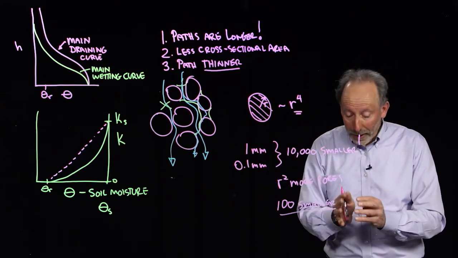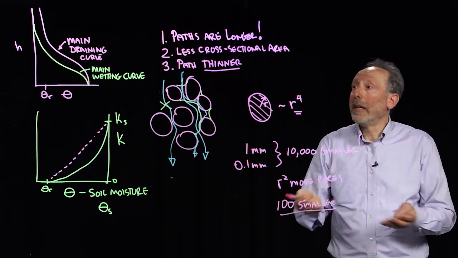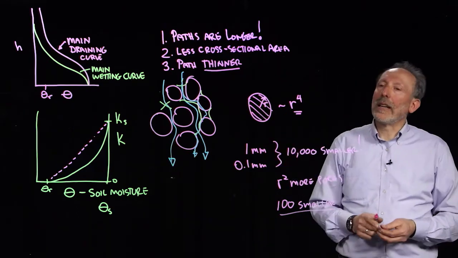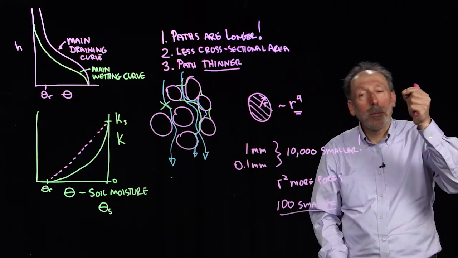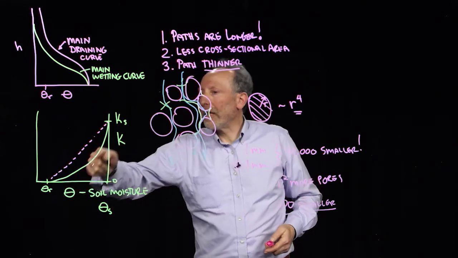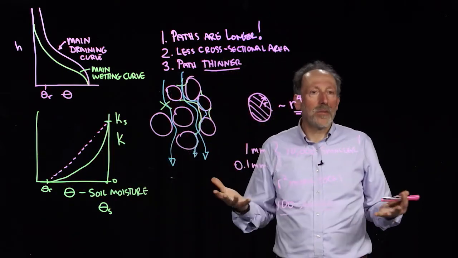Also, the cross-sectional area through which the water flows, a lot of our cross-section is now gone because it's drained out. And finally, the paths are longer, so it takes the same amount of potential energy stretched over a longer path means slower flow. So all of those things give rise to a conductivity curve which dramatically drops as we deviate from saturated soil.